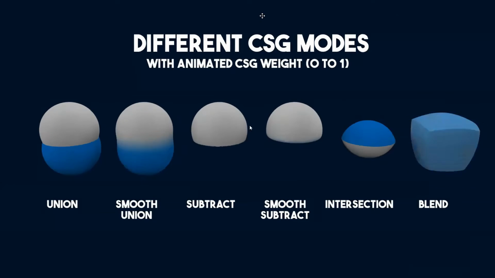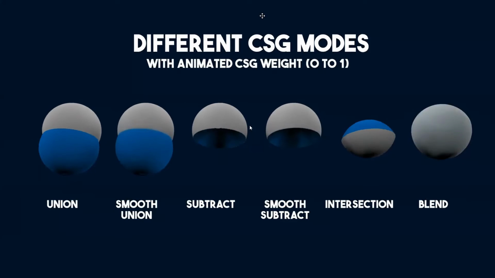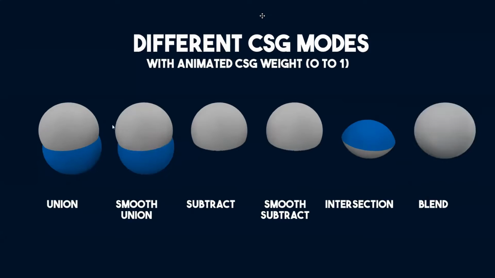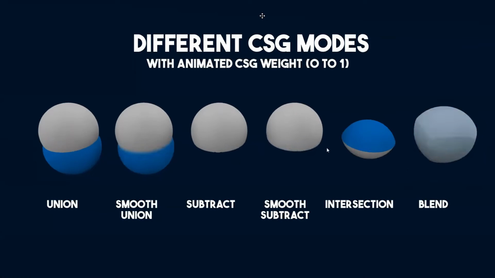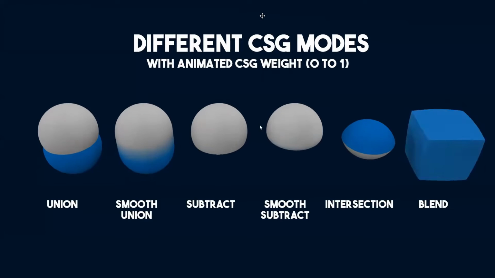Subtract is the opposite. It's like removing one shape from another. Again, the same spheres are used here. The top sphere is the white sphere. The blue sphere here is now just subtracted, and that leaves that void inside it. The smooth subtract, like the smooth union, just gives us an option to blend the weights around that join. So here we can see we're getting that nice smooth edge around where they join together.